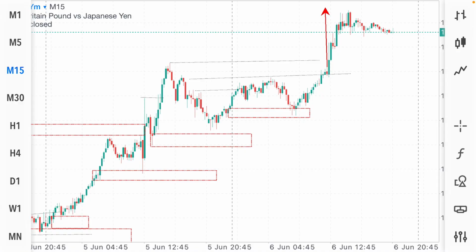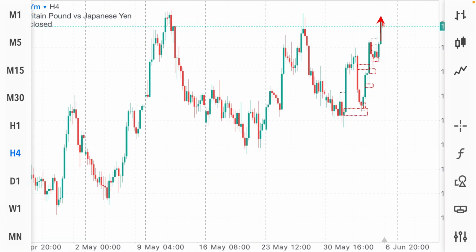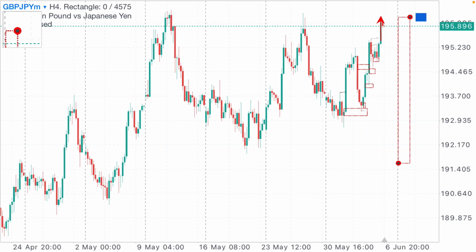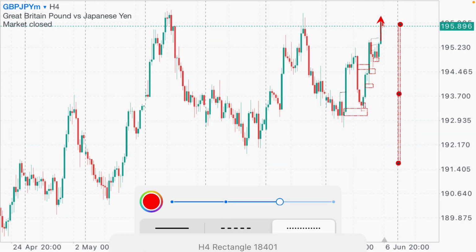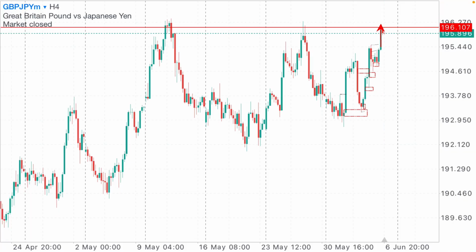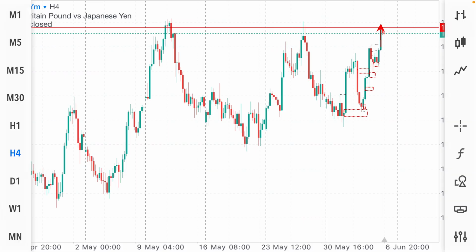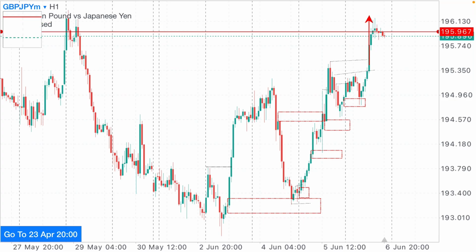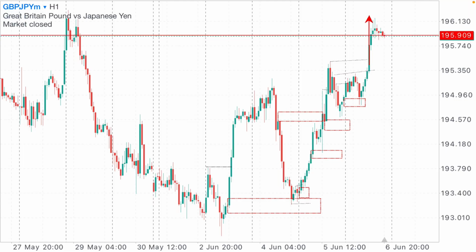Now I will take you to H4 so that you can see my target. My target was this high here. Sorry, this is not the right thing. This was my target there. The reason why I'm targeting that is because on other brokers you'll find that there's an order block there. Even on H1, my target was there. I targeted that zone, as you can see from my arrow. That's where I closed all my trades from the GBPJPY.